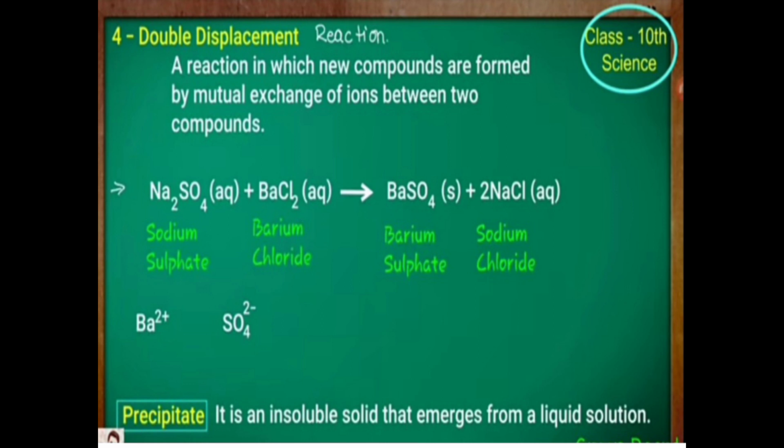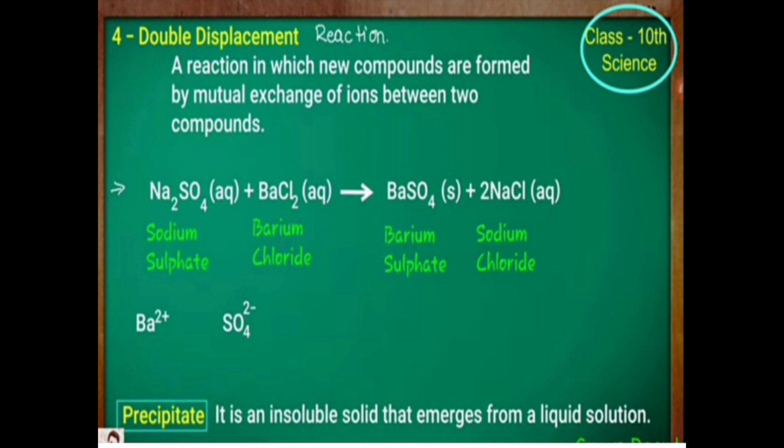So here we can take the example Na2SO4. I have also written their chemical names: sodium sulfate plus BaCl2, barium chloride, gives BaSO4, barium sulfate, plus 2 NaCl, that is sodium chloride.